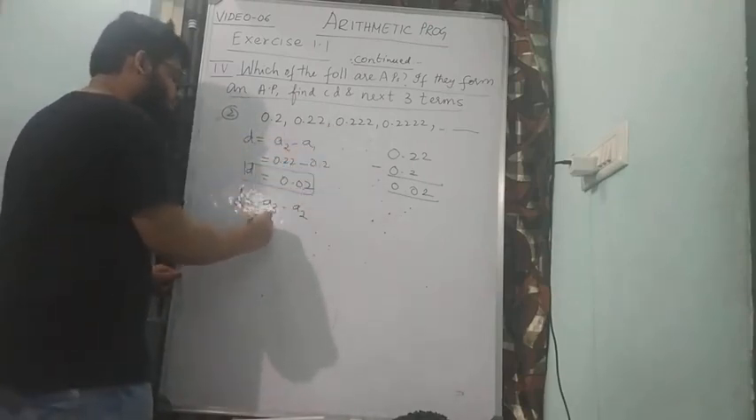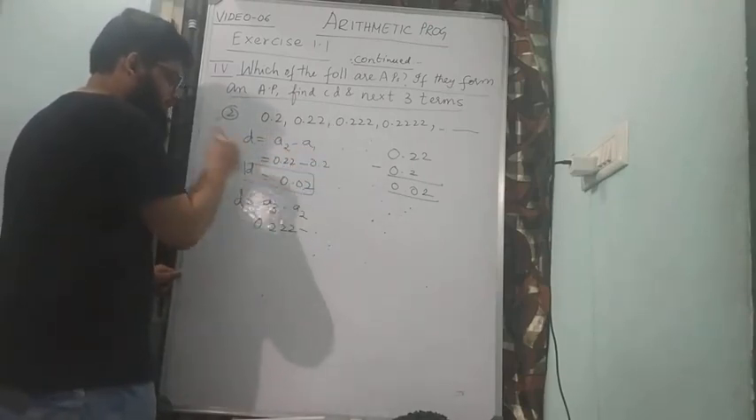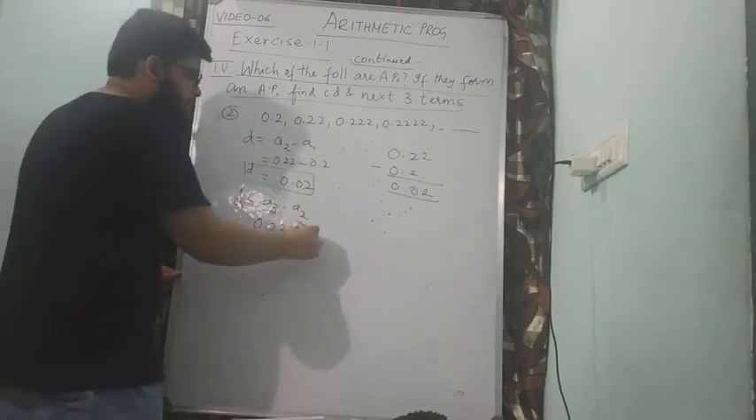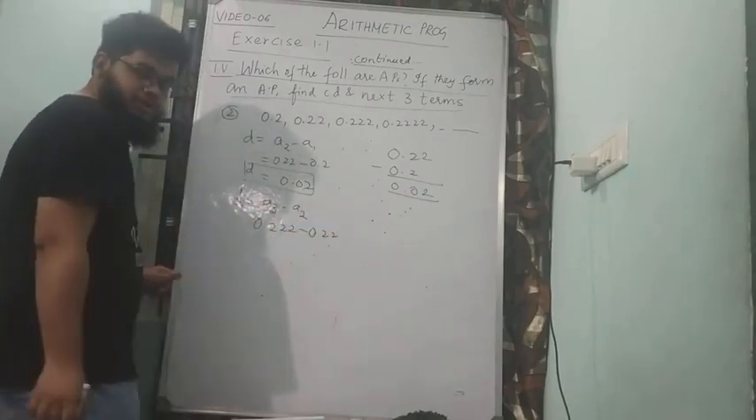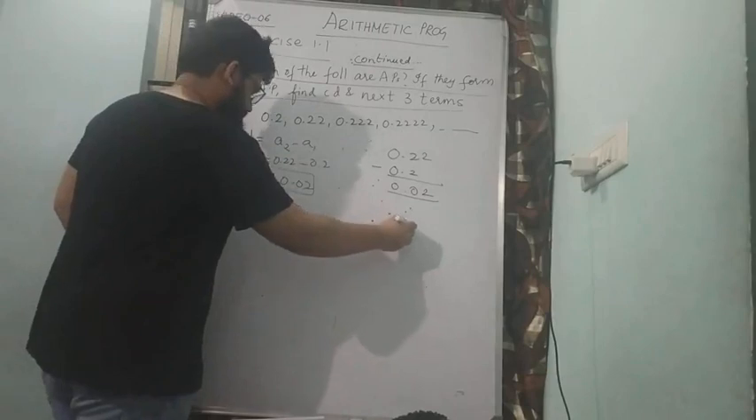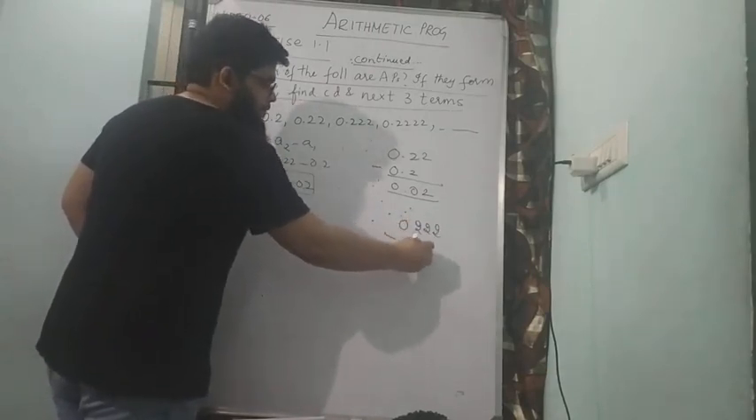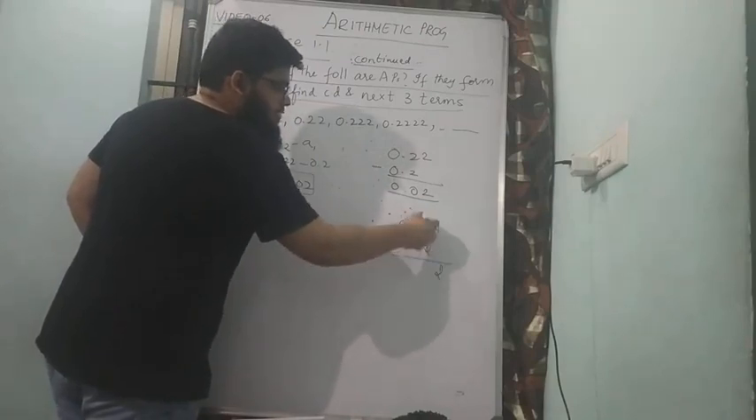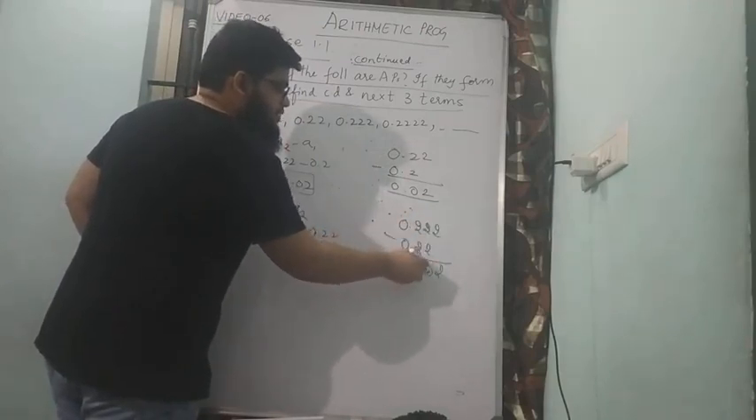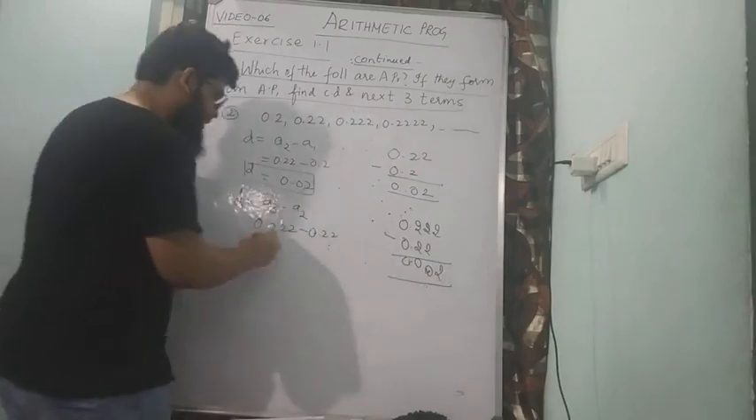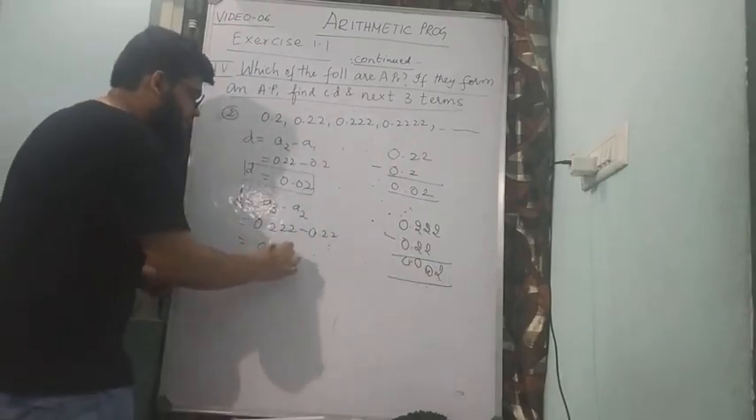Next, D is equal to, after A2 minus A1, I will take A3 minus A2. A3 is 0.222 minus A2 which is 0.22. Let me subtract this. 2 remains as it is, 2 minus 2 is 0, 2 minus 2 is 0. So I will get here 0.002.